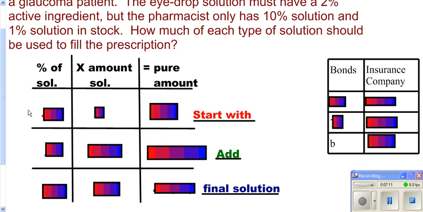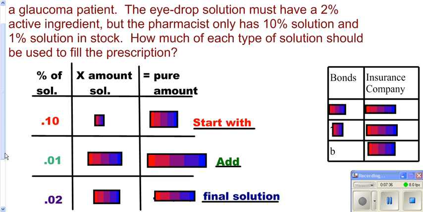So everything in this row going across is what we're starting out with. What we're adding is in this row here going across. What we're ending up with is down here. We're starting out with a 10% solution, so I'm going to put that as a decimal. We're adding a 1% solution. 1% is 0.01, and we want to end up with a 2% solution. Well, we know for our final amount, we want to have 15 milliliters.